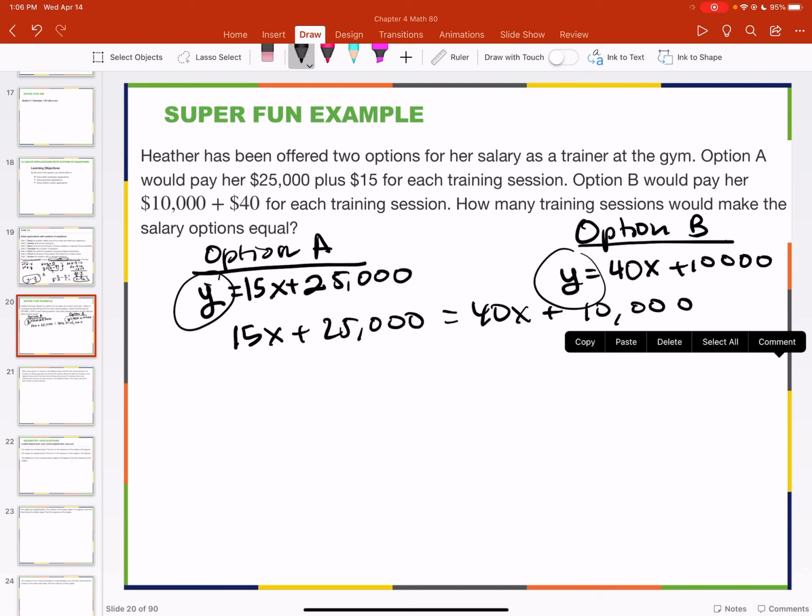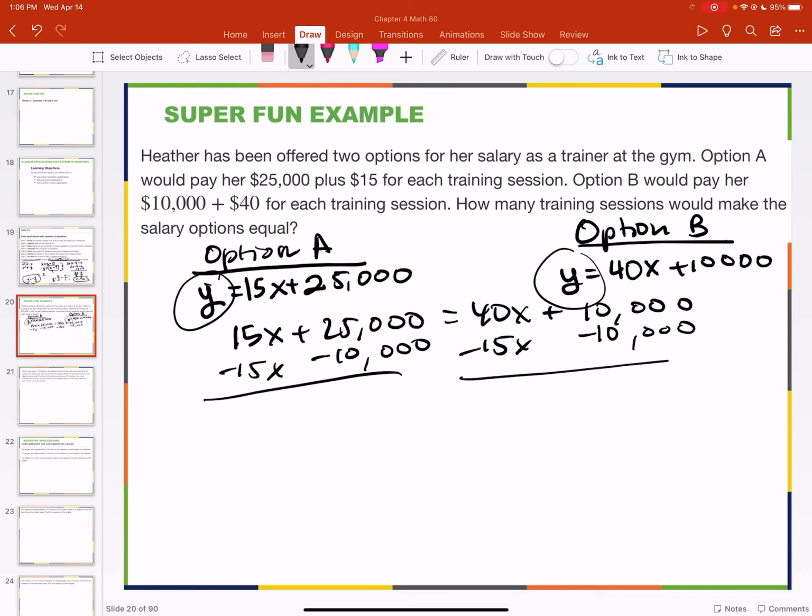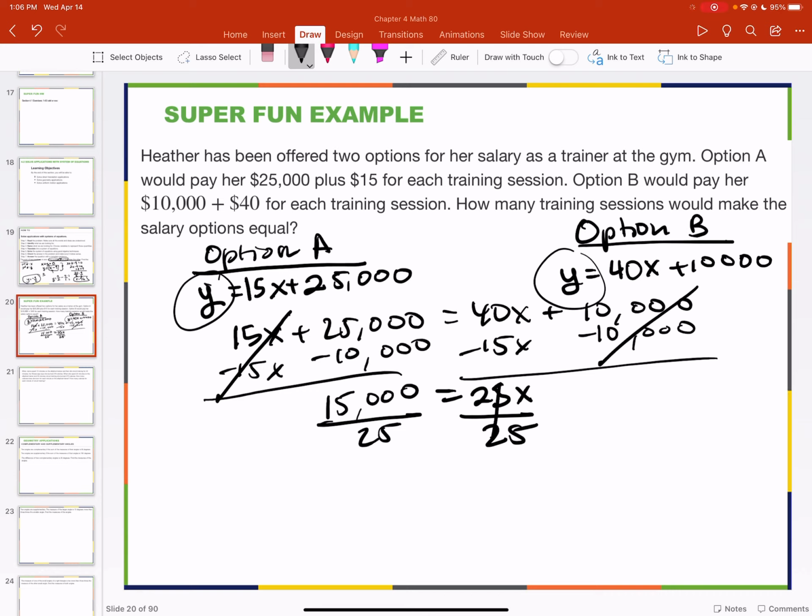Okay, fine. So let's subtract 15x from both sides and subtract 10,000 from both sides of the equation. So what would that give us here? These will cancel. 25 minus 10 is 15,000 equals, these 10,000s cancel out, 40x minus 15x, that's just 25x. Then in order to solve for x, we divide both sides by 25. And then what is 15,000 divided by 25? Let me double check that here.